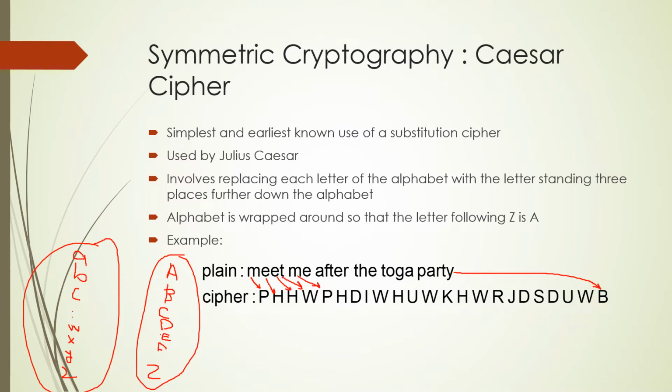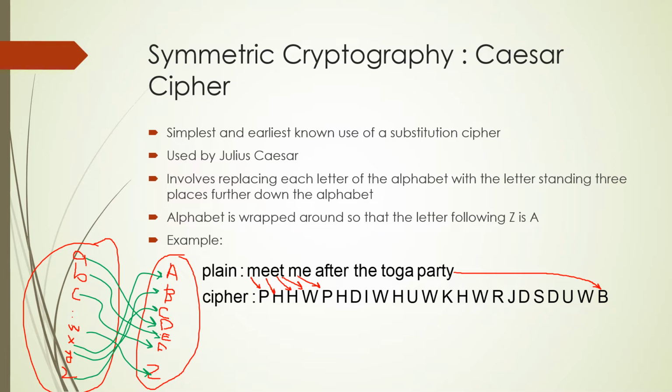So A is mapped to D, B is mapped to E, C is mapped to F, W is mapped to Z, X is mapped to A, Y is mapped to B, and Z is mapped to C, because every letter in the alphabet is mapped to the letter standing 3 positions further in the alphabet, like A to D and B to E. But when you reach the final letters X, Y, Z, you need to wrap around the alphabet and say, for example, X is mapped to A, or Z is mapped to C, right?